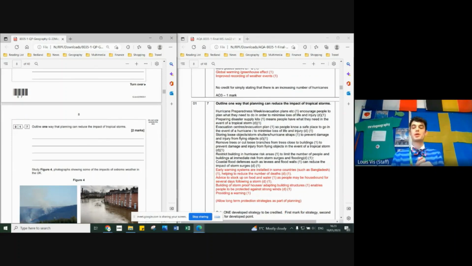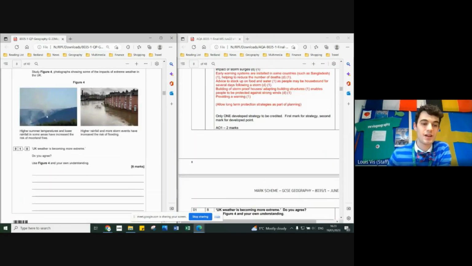So whether that's evacuation routes, means people are not in harm's way, reduce death rate. Whether that's an early warning system, means people can prepare. Emergency kits means people have what they need in the event of a storm. Removing trees so that debris doesn't fly into houses. It could be something else, like evacuation centers, so people have somewhere to shelter if their house isn't built properly. You name it, just one and an explanation.